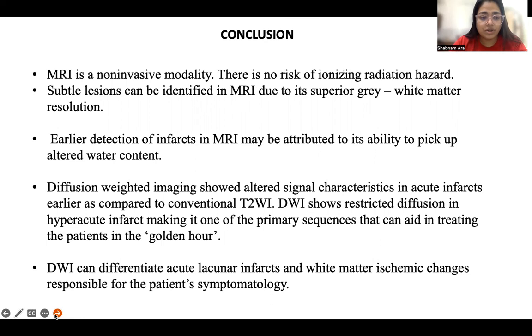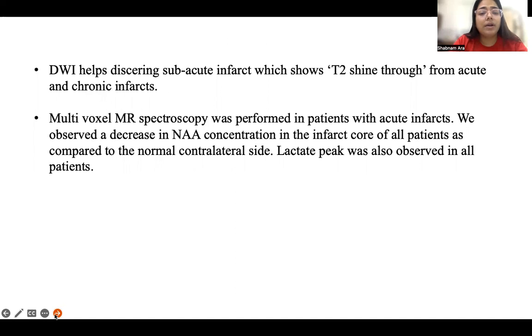DWI showed differentiation in hyperacute infarct, making it one of the primary sequences that can aid in treating the patient within the golden hour. DWI can differentiate acute lacunar infarct from white matter changes responsible for patient symptoms. And DWI helped differentiate subacute infarct, which shows T2 shine through, from acute and chronic. Multivoxel MRS was performed in patients with acute infarct. We observed a decrease in NAA concentrations in the infarcted cohort of all the patients when compared to the contralateral side.